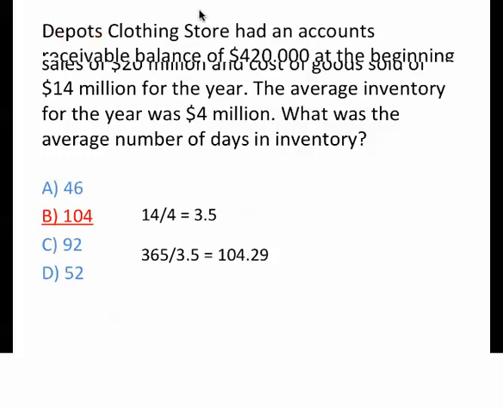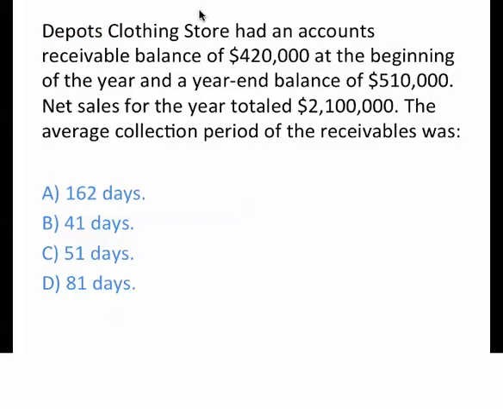Okay, next question, another calculation. We had an accounts receivable balance of $420,000 at the beginning of the year and a year-end balance of $510,000. Right there, that tells me I'm going to need an average because I've got a beginning of the year and end of the year. Net sales for the year totaled $2,100,000. What's our average collection period for receivables?